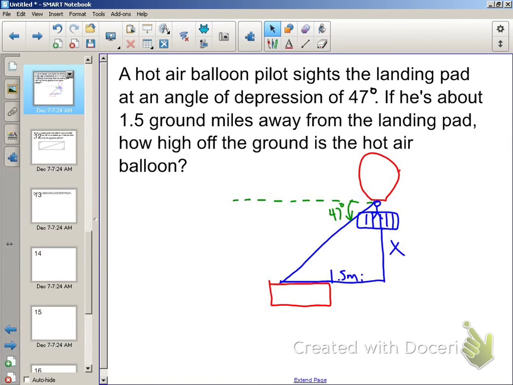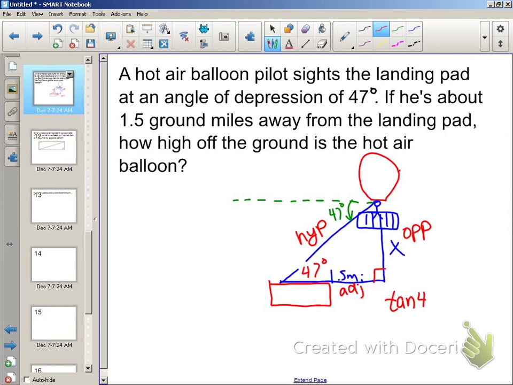That's this one. If we know that the angle of depression is 47 degrees, we also know that the angle of elevation from the landing pad to the balloon is 47 degrees. So my 47 degrees goes right here to make sure that it's in my triangle. So I've got a 47-degree angle, so I've got an angle, a side, and a missing side. There's my right angle. That means that I'm going to have to use one of my trig ratios to solve the problem. So I would use, let's see, opposite, adjacent, hypotenuse. I'm going to use tangent.